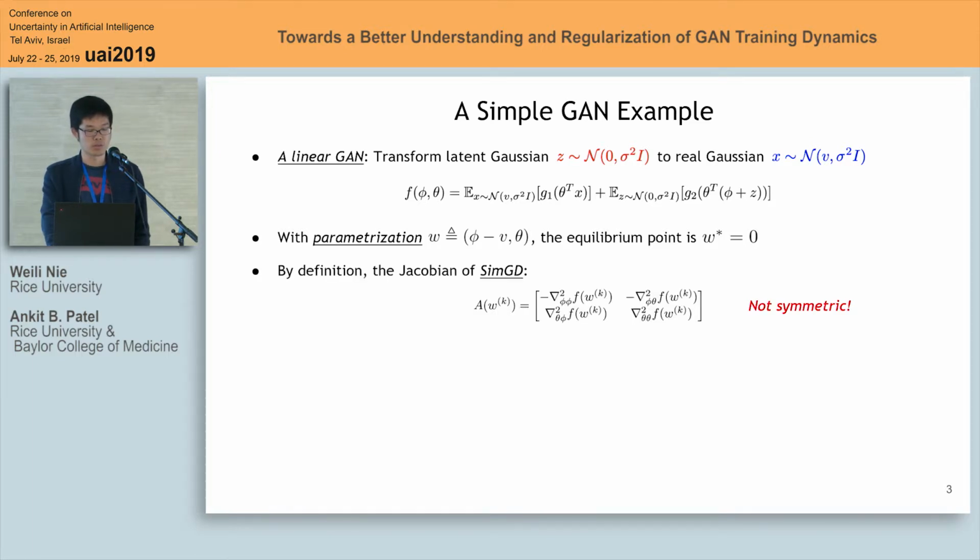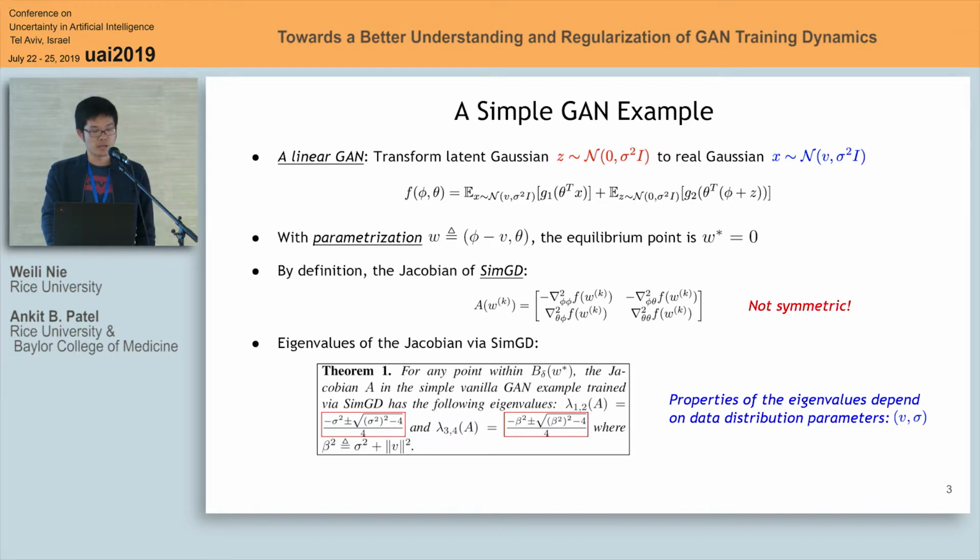And since we focus on the Jacobian, the definition of the Jacobian of SimGD is given in this form. We want to emphasize that in GANs, the Jacobian is not symmetric, which makes GANs quite unique compared to other neural network optimization problems, because in traditional neural network optimization the Jacobian is symmetric. After that, the eigenvalues of the Jacobian of training by SimGD are given in this theorem. And we can see that the properties of the eigenvalues depend on the data distribution parameters.